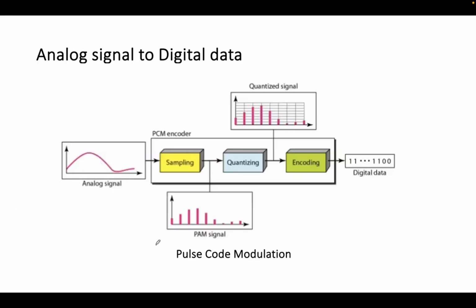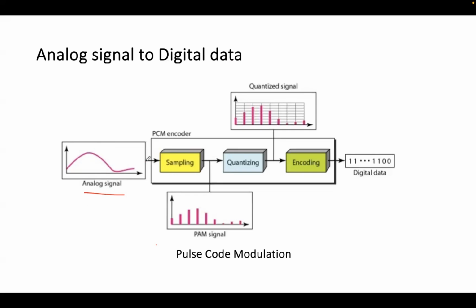Let us see how an analog signal is converted to digital data. This is the analog signal, which is a smooth continuous wave that looks like a sound wave from a microphone. Computers can't store or process this directly because they need numbers, not continuous curves like an analog signal.